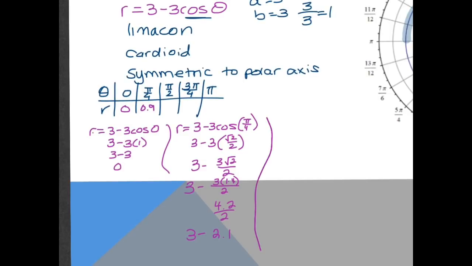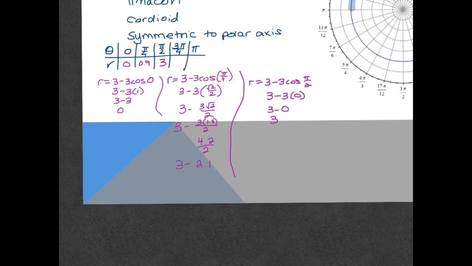Then I go to the next one. So r would equal 3 minus 3 cosine pi over 2. The cosine at pi over 2 is 0. 3 minus 3 times 0 would be 3 minus 0, or 3.